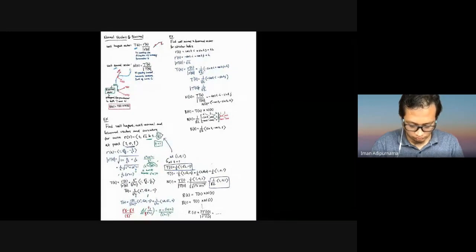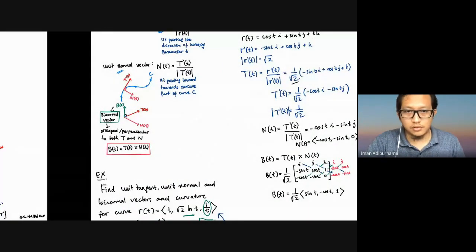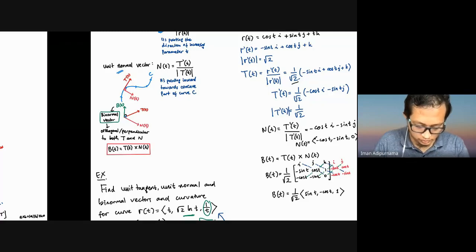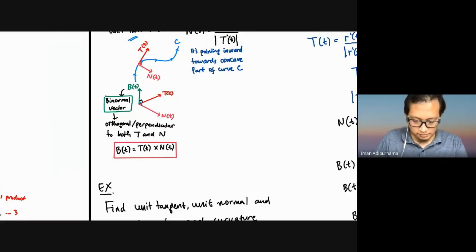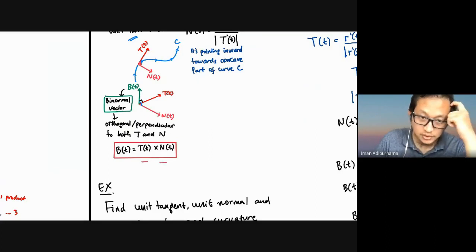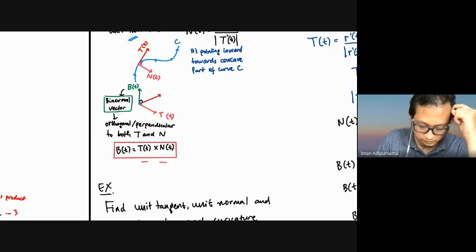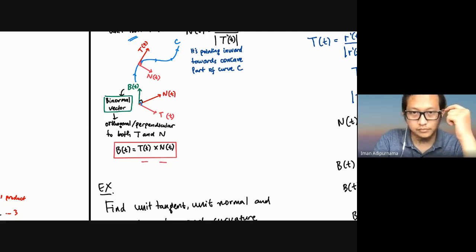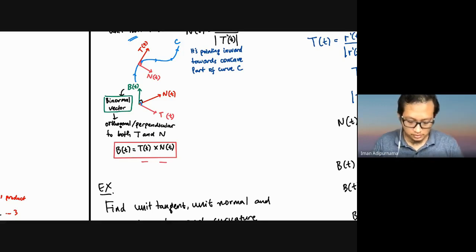Some parts that I need to have corrections here. It is supposed to be this part, the B. It should be T cross N, but I think I'm drawing the wrong picture. Okay, so it is going to be T cross N. This should be a T, okay, and this should be N. Okay, that's just a correction for you.